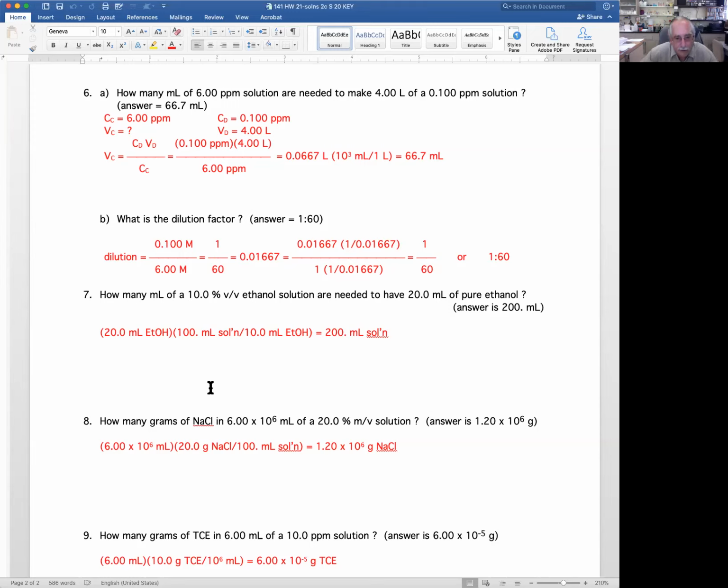So how many milliliters of a 10% volume per volume ethanol solution are needed to have 20 milliliters of pure ethanol? So here's my conversion factor. That's the concentration. And this is 20 milliliters of ethanol, right? So 20 milliliters of ethanol. Get rid of milliliters of ethanol. Keep milliliters of the solution. That's the conversion factor right there, and I get 200 milliliters of the solution.